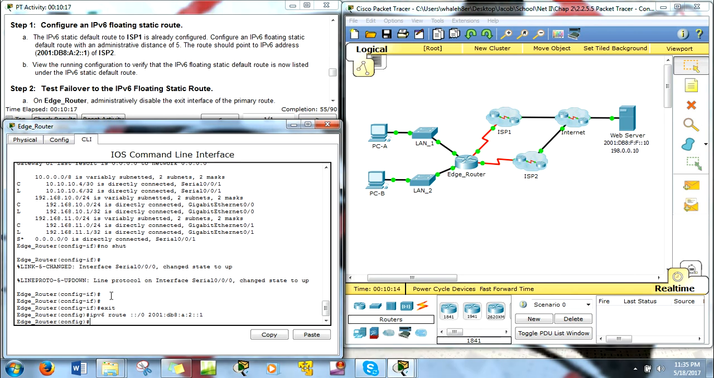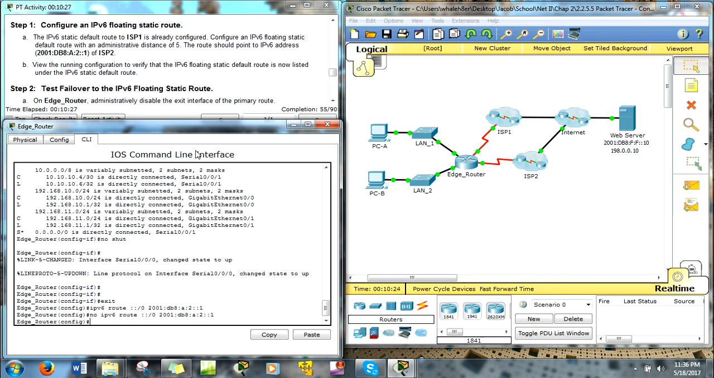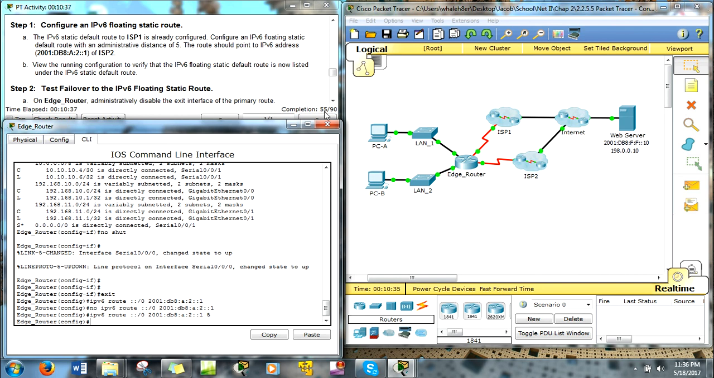Enter. Uh-oh. What did I do? I forgot to put the administrative distance in. So we're going to have to actually take this one out. So we're just going to cursor over, say no, and that deletes it. Up twice so we can get back to our regular command. Space, and then add that administrative distance of 5. Enter. Now we're going to get our points. Right there. Yay, we won.